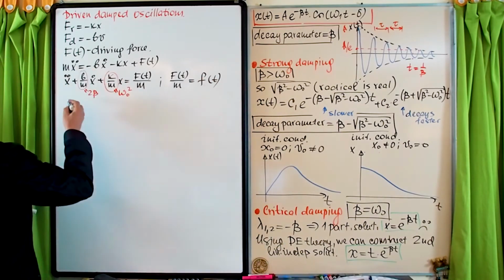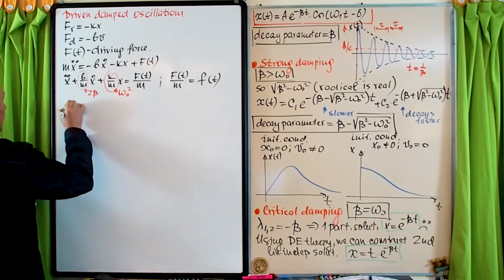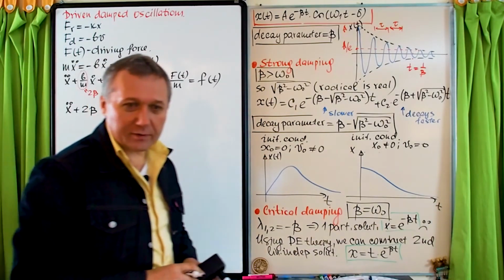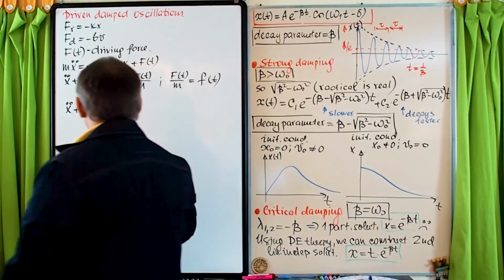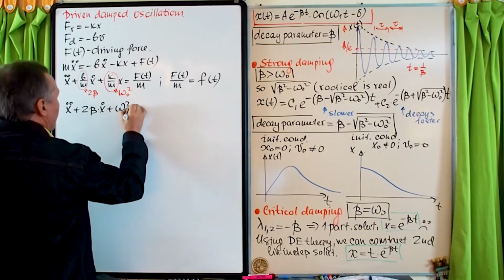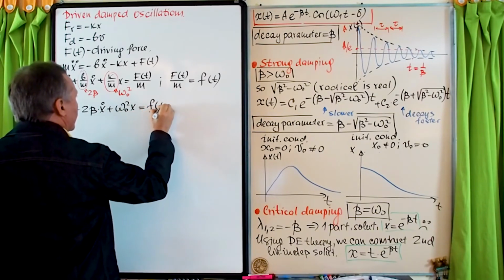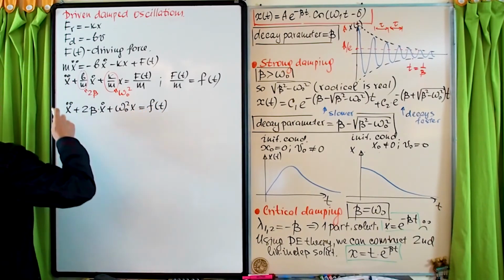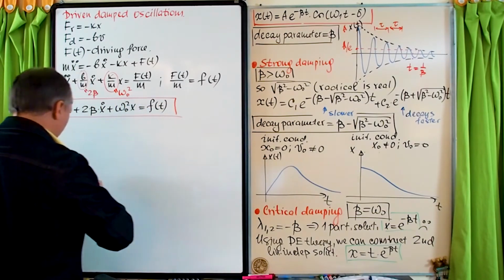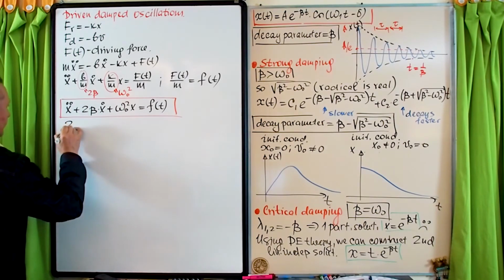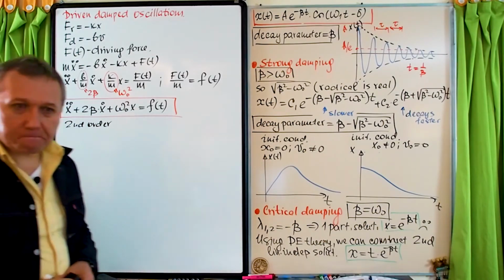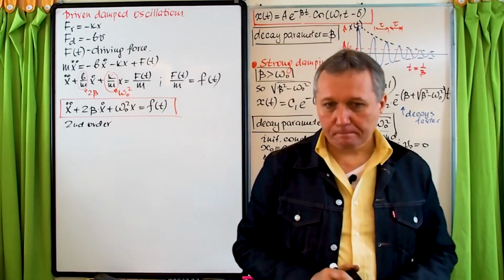Okay, so let me rewrite this final differential equation. Of course, then we will start insulting it, calling it names. So x double dot plus omega naught squared x equals f as a function of time. So that's our differential equation. Again, second order, linear.